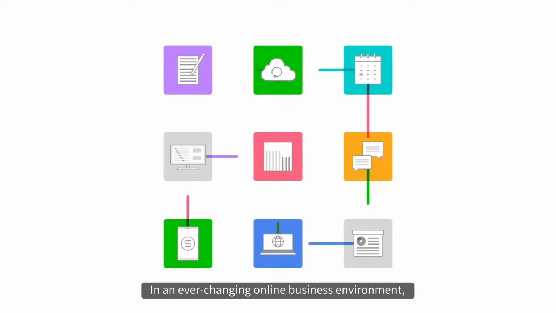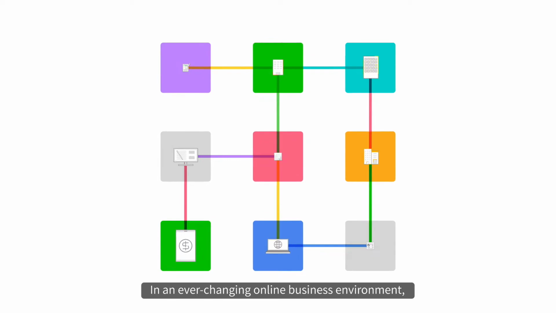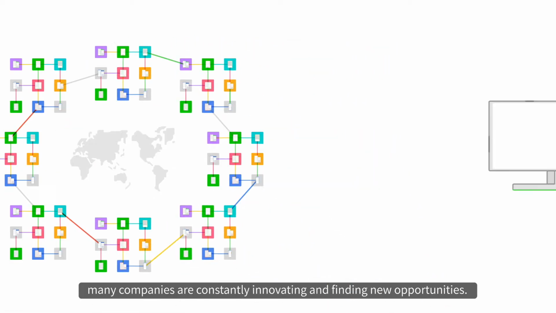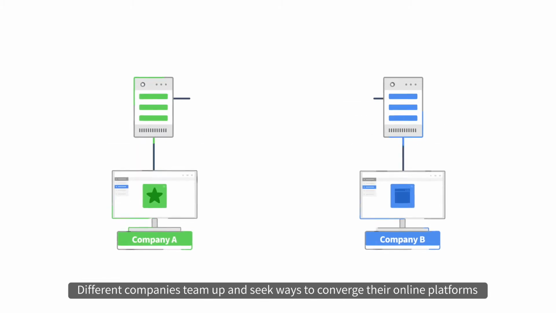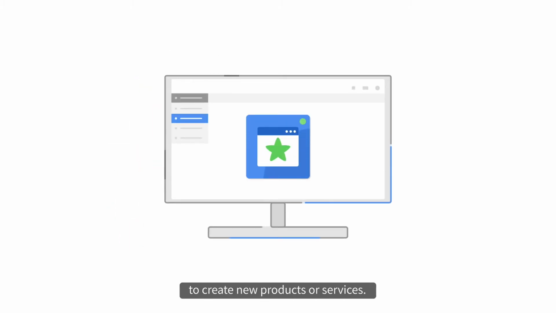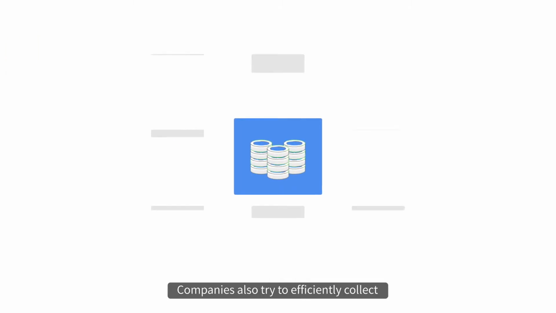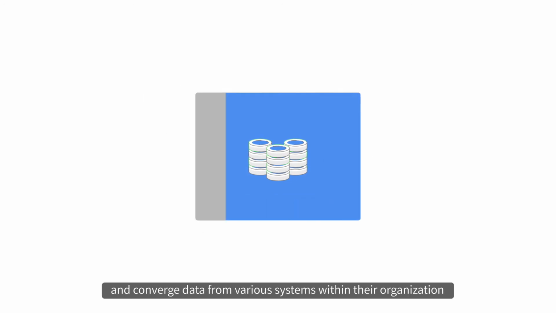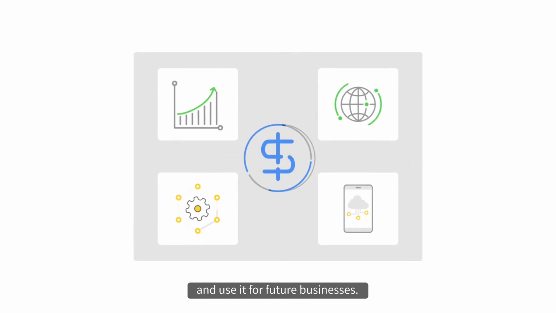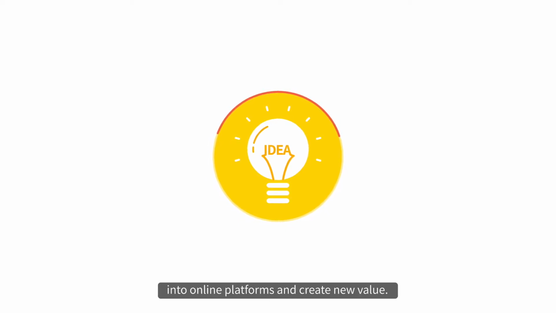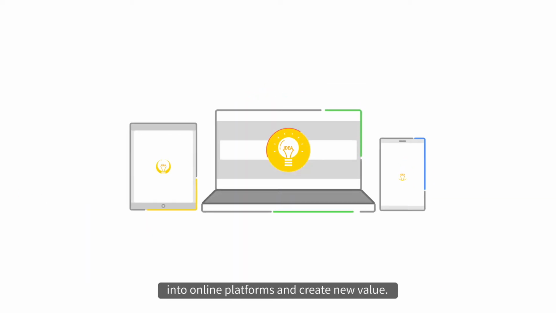In an ever-changing online business environment, many companies are constantly innovating and finding new opportunities. Different companies team up and seek ways to converge their online platforms to create new products or services. Companies also try to efficiently collect and converge data from various systems within their organization and use it for future businesses, or simply try to convert original business ideas into online platforms and create new value.